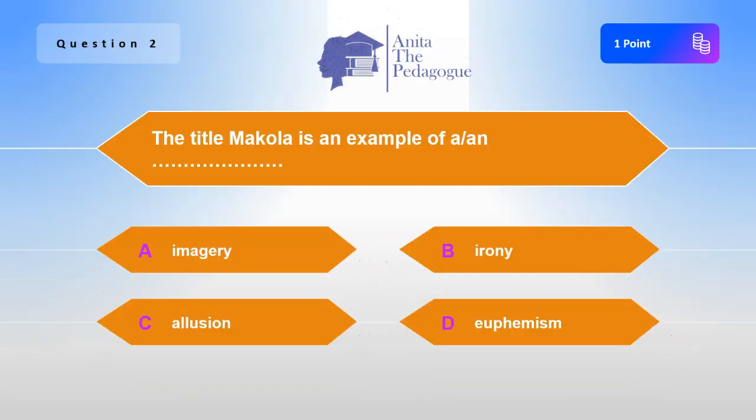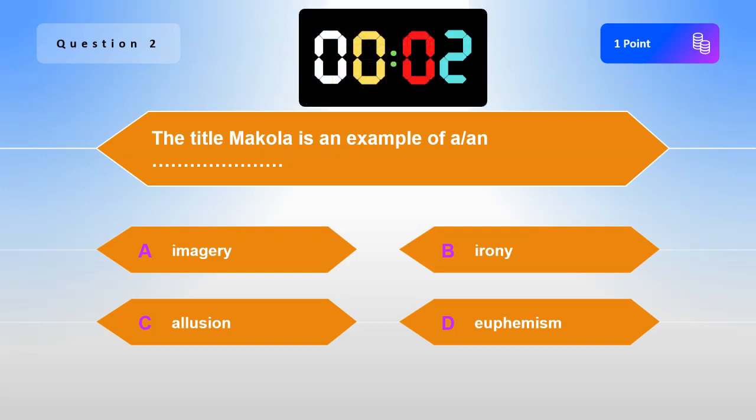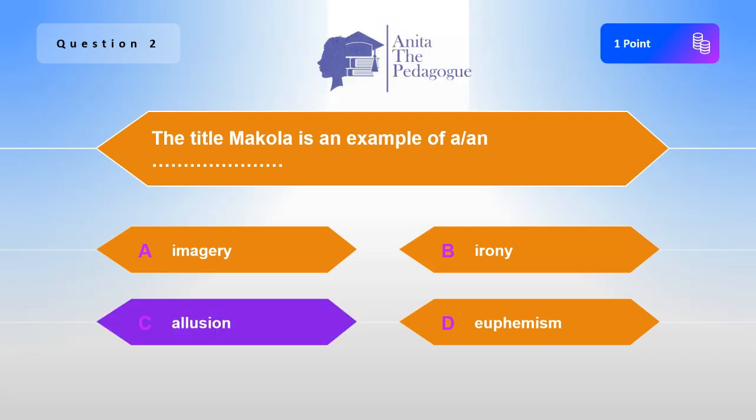The title Makola is an example of an A. imagery, B. Irony, C. Allusion, D. Euphemism. The answer is C. Allusion.